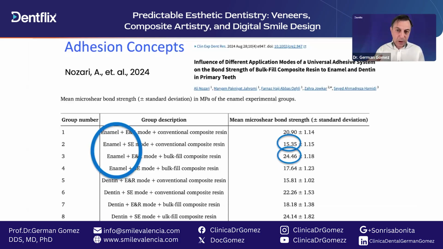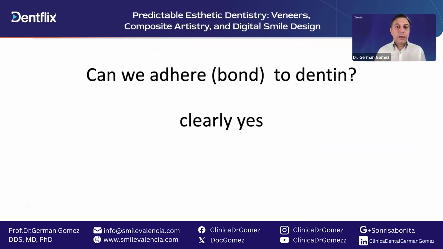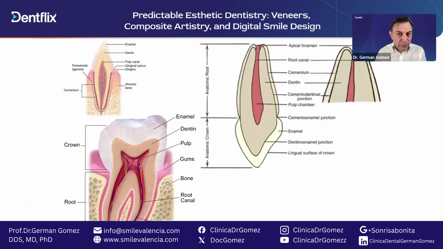We have between 15 and 24 megapascal on enamel. Let's see how it is in dentin. In dentin, it's between 15 megapascal and 24 megapascal. Wait, that's the same. Yes, it's exactly the same. So nowadays, we can bond to enamel and to dentin in the same way. We get the same results. Can we adhere or bond to dentin? Clearly, yes.